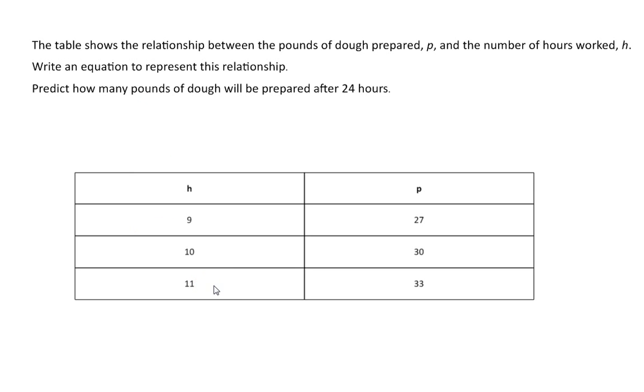Okay, it says the table shows the relationship between the pounds of dough prepared and the number of hours worked, and we're calling the pounds of dough prepared P and the number of hours worked H.